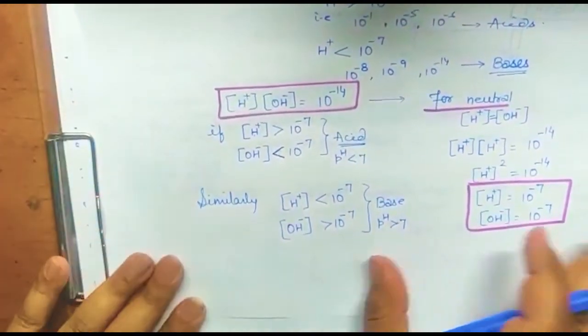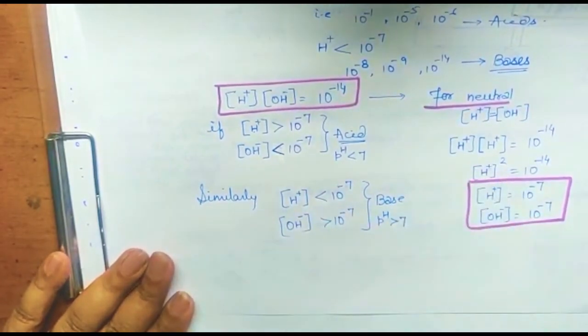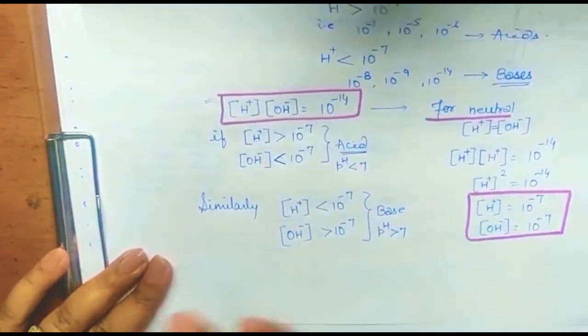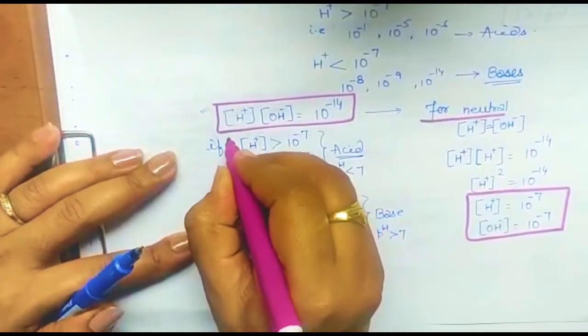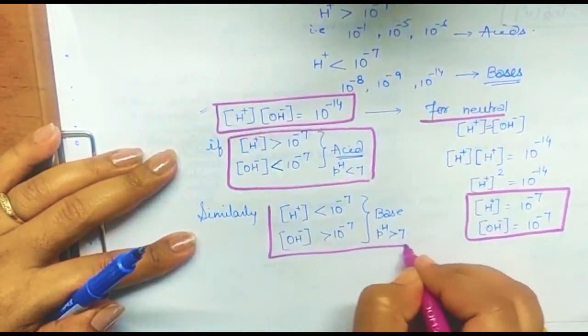So if you got it, just go over it once or twice, it will be clear. The things which you have to remember are this one for the neutral solution, this one for the acid condition, and next for the basic condition.